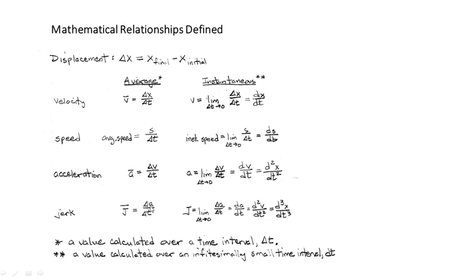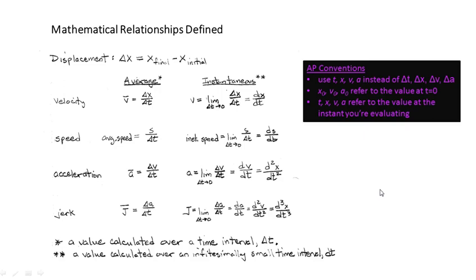And we also have jerk. The average jerk is the change in acceleration over the change in time. Instantaneous jerk is the derivative of acceleration with respect to time, which is the second derivative of velocity with respect to time, and it is also the third derivative of position with respect to time.